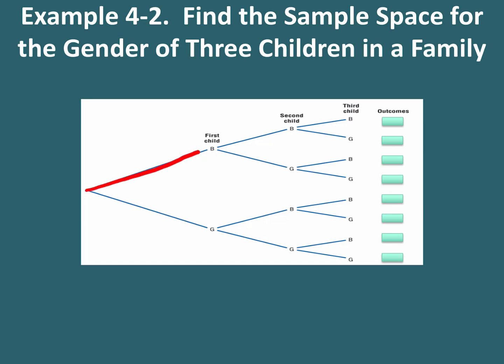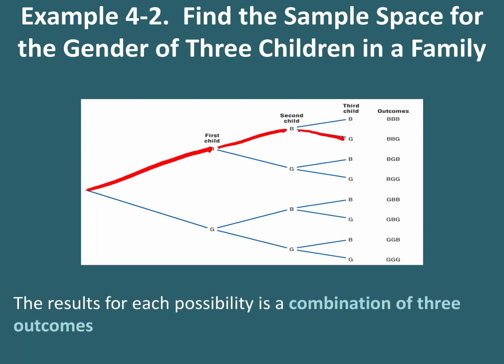As you can see, the first child is based off these first two branches, either boy or girl. And from each subsequent child, we branch off twice more. Now let's imagine the first child is a boy, the second child is a boy, and the third child is also a boy. That outcome will be known as BBB. Or what if we had the scenario where the first child was a boy, the second child was a boy, and the third child is a girl? That outcome will be known as BBG. Filling out the rest of this tree diagram gives us the following outcomes. The results for each possibility is a combination of three outcomes.